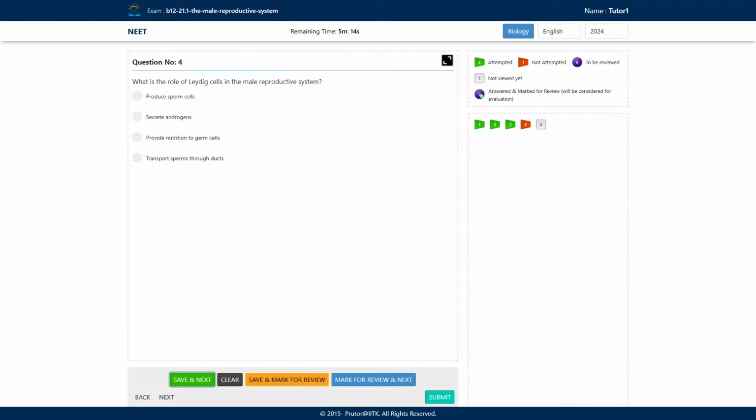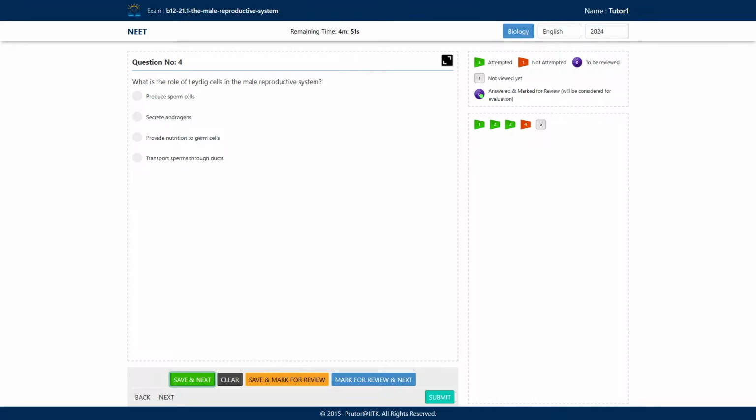Now next question, what is the role of Leydig cells in the male reproductive system? Okay, again, Leydig cells, also known as the interstitial cells, are present in the interstitial spaces. These interstitial spaces are the regions outside the seminiferous tubules. So what are the options here?